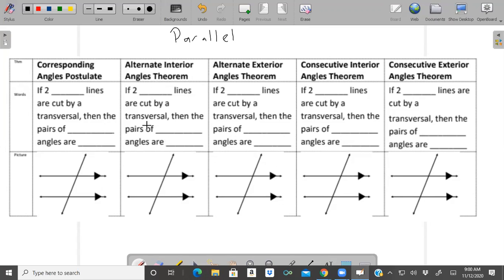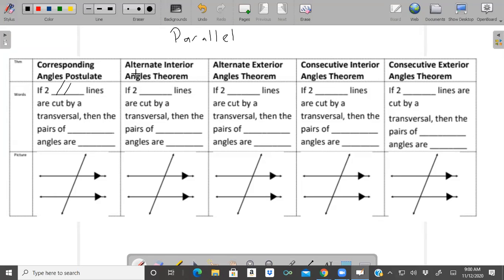So these theorems and postulates only work when the lines are parallel. Yesterday, none of the lines were parallel, which means that none of these theorems would be true. They are only true when the lines are parallel. So first off, big thing here, you need to know that they're parallel. Every single one of these is going to start out the same way.